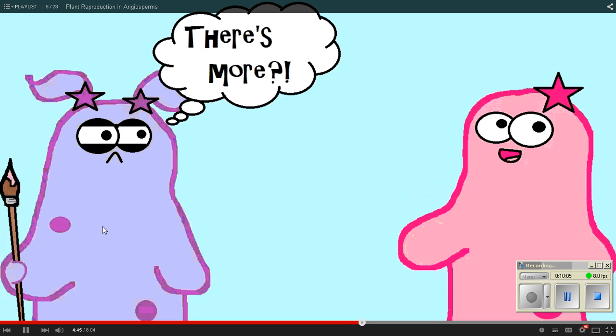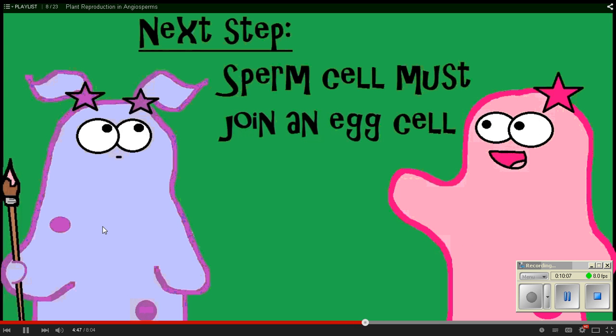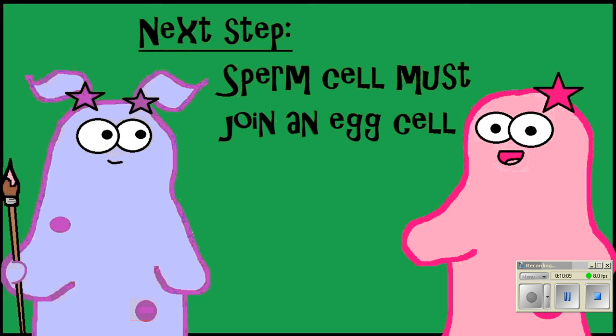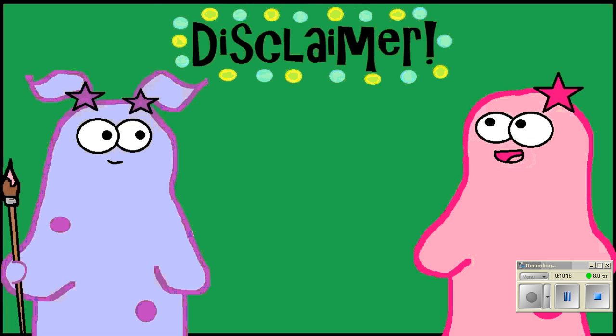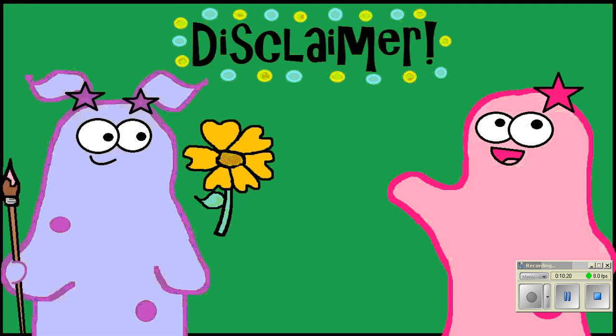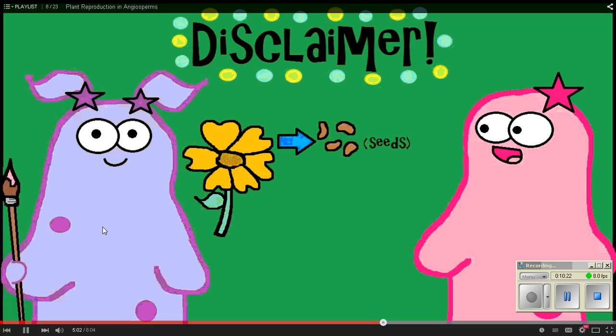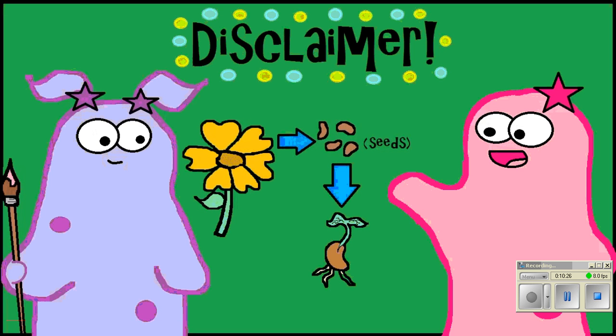Pollination is not enough. The sperm cell must join an egg to be fertilized. And if it's just sitting there on the stigma, it hasn't gotten there yet. Just a disclaimer, we are going to simplify this amazingly complex process of fertilization in angiosperms. But understand the main function is that this process is going to help the plant develop seeds, which can then grow into new baby plants.